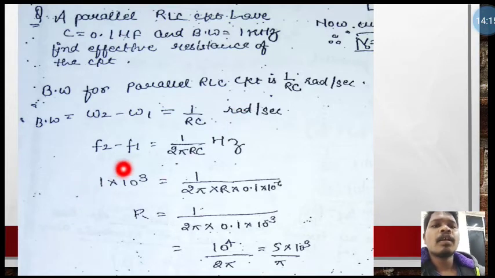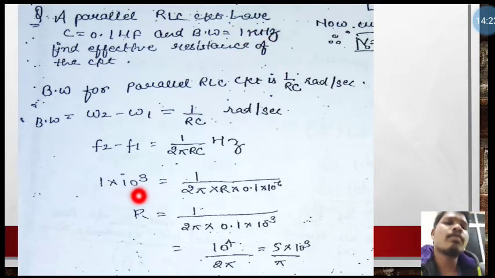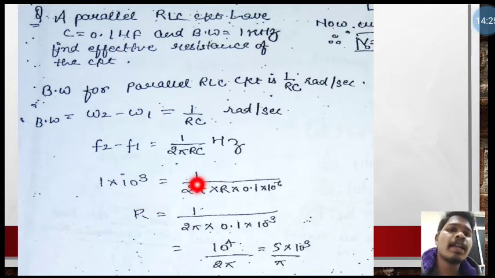Okay, so see here, the bandwidth value is given, f2 minus f1, that is 1 kilohertz. So 1 into kilo value, that is 1 times 10 to the power 3, and 1 divided by 2 pi.